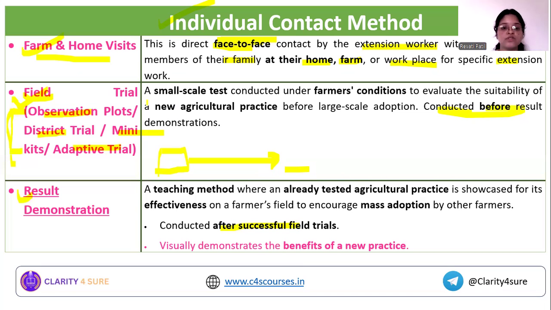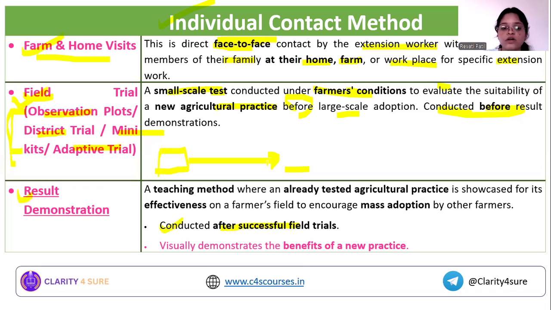Okay, for that purpose. So this is a small scale test conducted under farmer's condition to evaluate the suitability of new agricultural practice, new agricultural variety before a large scale adoption. So yes, this is purpose of field trial, because we want to avoid what? We want to avoid any premature mass adoption and any financial loss that could lead from that premature adoption. Okay, so yes, field trial is a testing of something new, and the result demonstration is conducted after successful field trial.